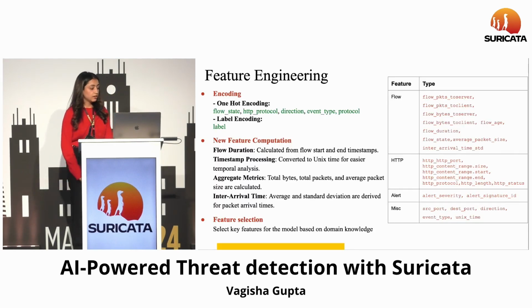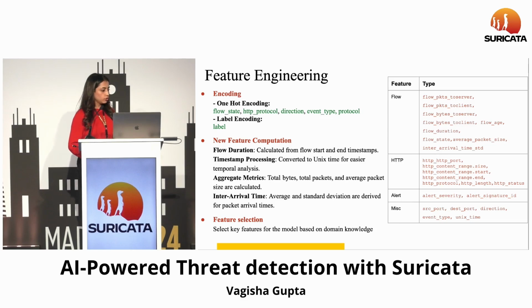The next important step before we pass this data to the model is feature engineering. Feature engineering is really important for our model to perform effectively and efficiently. Because the Suricata data is in a highly textual format, for the DDoS use case, the two methods that I used were one-hot encoding and label encoding.